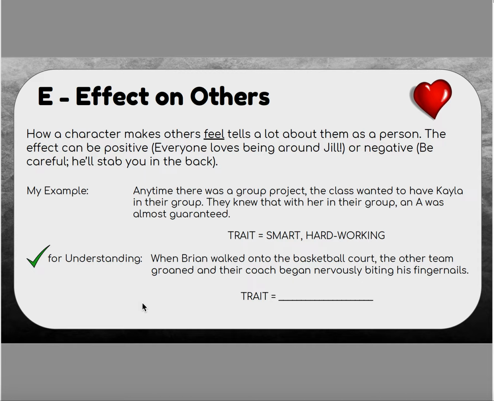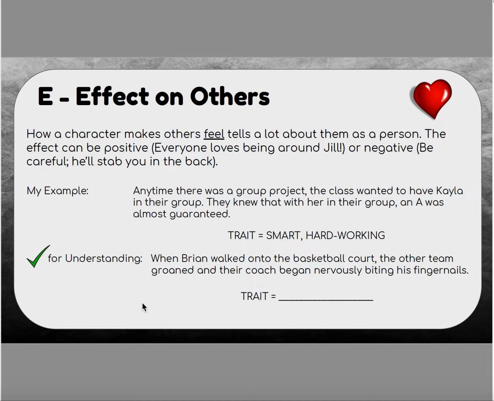E, effect on others. How a character makes others feel. So this is one where you have to do a lot of inferencing, right? You have to think about how this person makes other people feel. So you have to think about what other people might be saying, what they might be thinking about someone, maybe their actions related to something that this character does. How our character makes others feel tells a lot about them as a person.